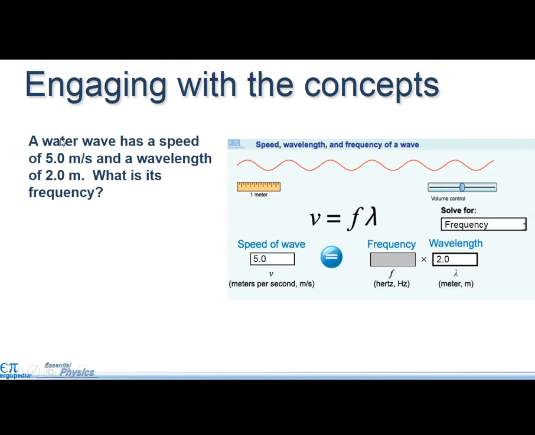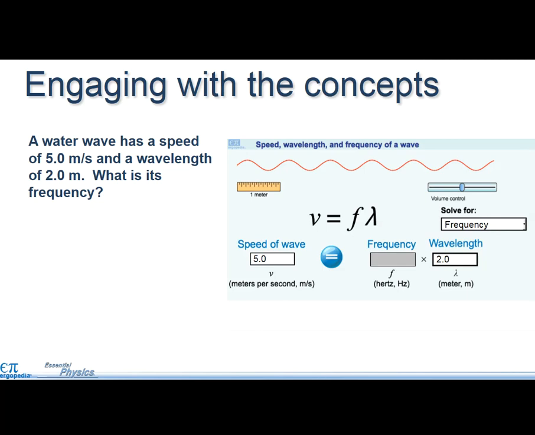So, for example, if a water wave has a speed of 5 meters per second and the wavelength is 2 meters, well, what is the frequency of the wave? And what we mean by what's the frequency of the wave is, if you're a rubber ducky sitting at one place, how many waves per second do you see coming by? In other words, how many times per second do you go up, down, up, down, up, down?